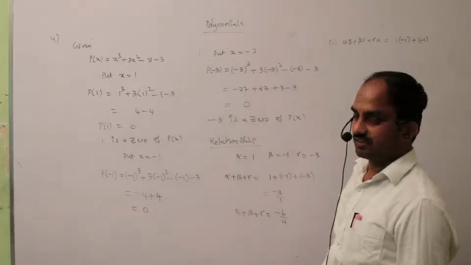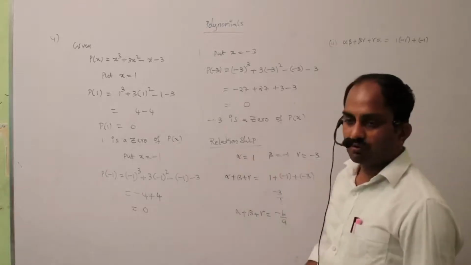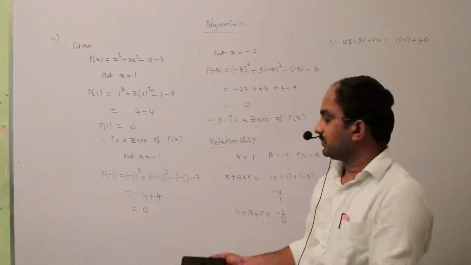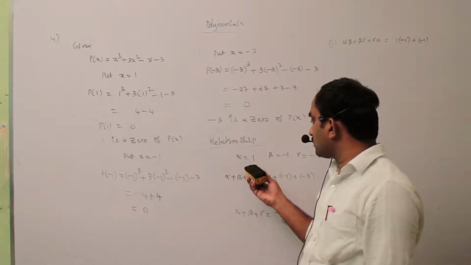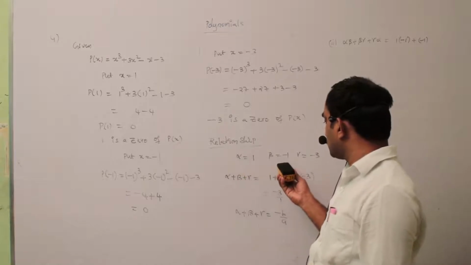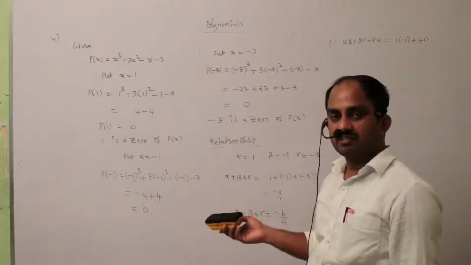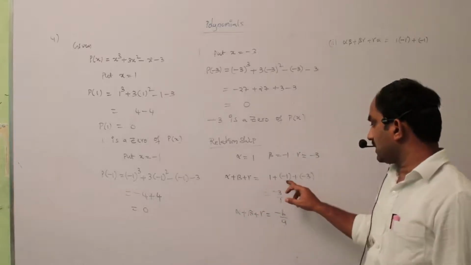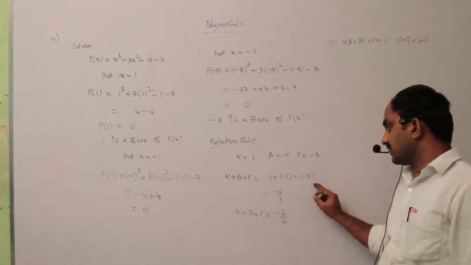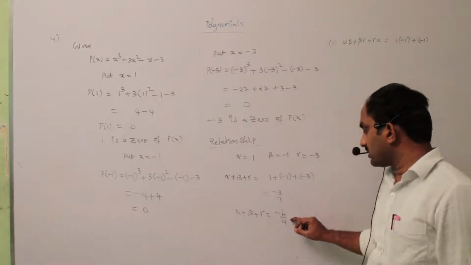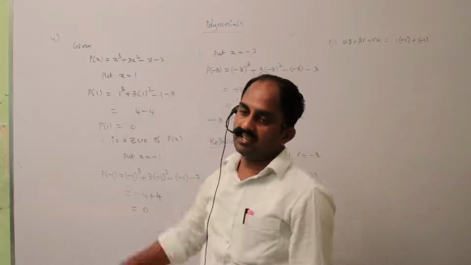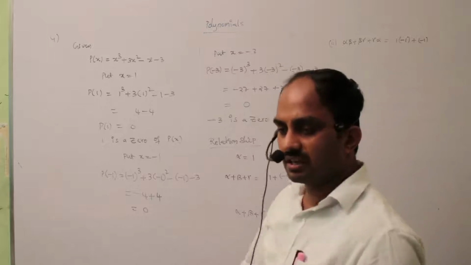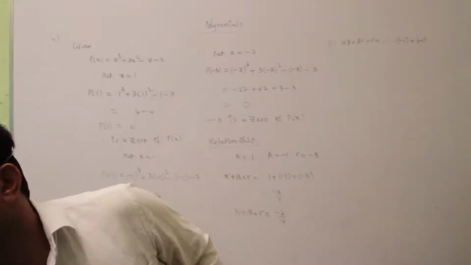First step completed, verification. Second, we have to verify the relationship between the zeros and the coefficients of the polynomial. The given zeros are alpha equal to 1, beta equal to minus 1, gamma equal to minus 3. First relationship, alpha plus beta plus gamma, that is 1 plus minus 1 plus minus 3, which is minus 3 by 1. Minus 3 by 1 is nothing but minus b by a.